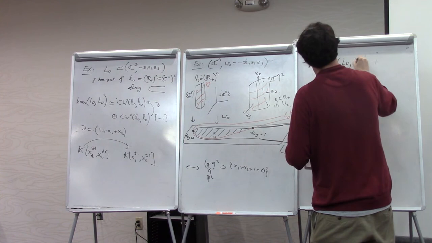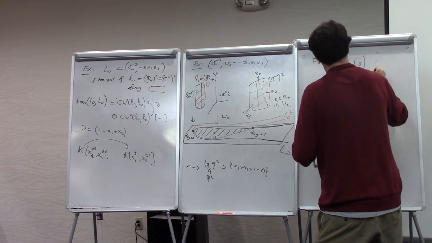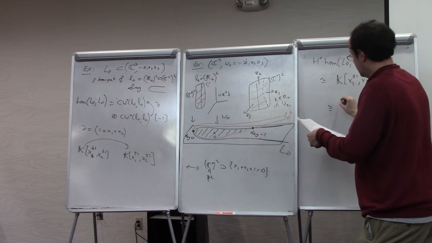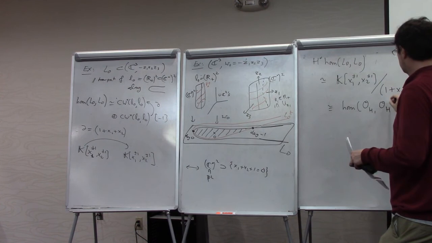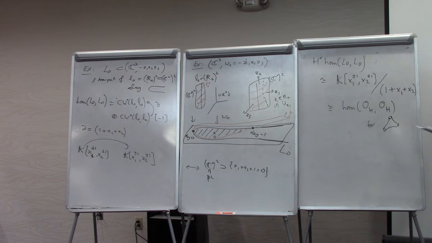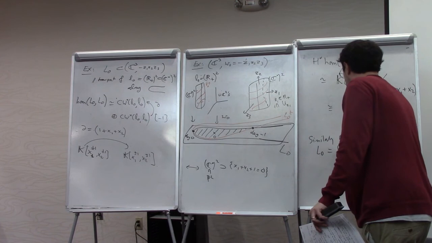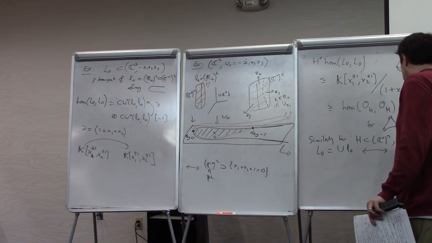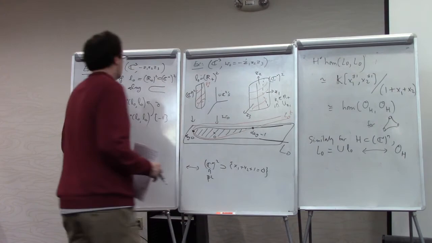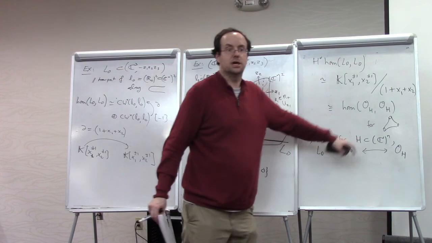So that indeed in cohomology this will look like Laurent polynomials in two variables, quotiented by the ideal generated by 1 plus x1 plus x2, which is exactly the endomorphisms of the structure sheaf on the pair of pants. And similarly, for any hypersurface H in C star to the n, the Lagrangian L0 obtained by U-shaped parallel transport of R plus to the n corresponds to O sub H, in the sense that the endomorphism algebra of this object in the Fiber-Weishaupt category matches exactly the ring of functions of this affine hypersurface.